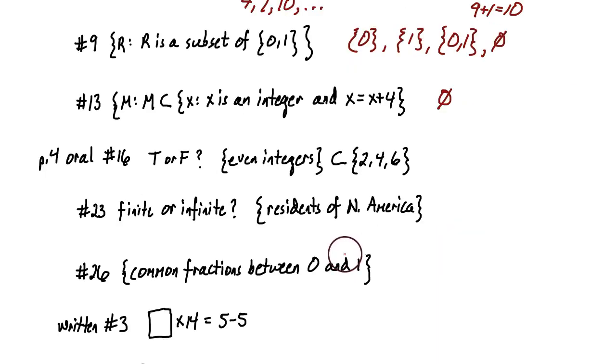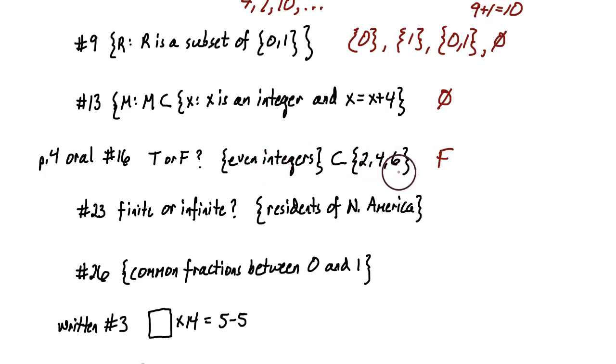Now page 4, number 16 is a true or false question. Is the set containing the even integers a subset of the set containing 2, 4, and 6? For this first set to be a subset of the second set, every one of these must be in the second set. So this answer is false. There are an infinite number of even integers.